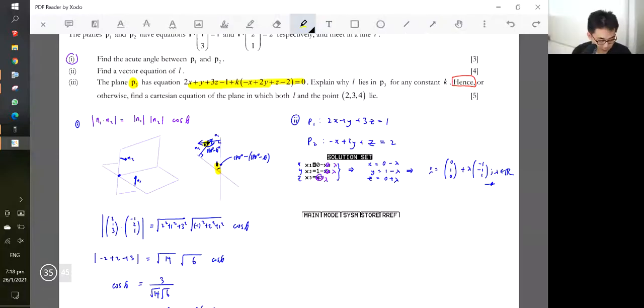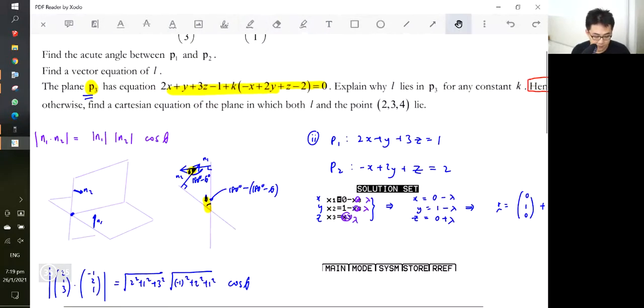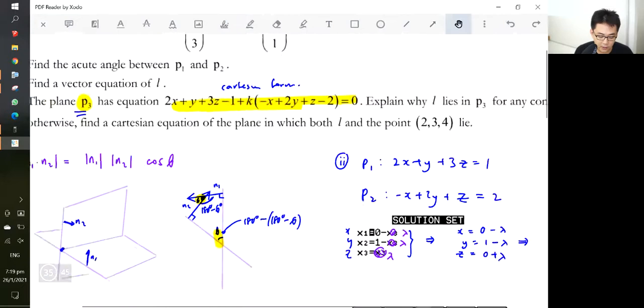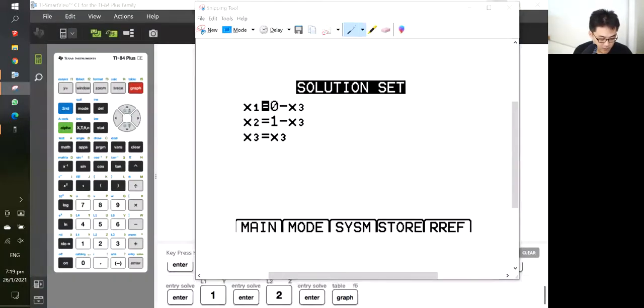Okay, so this part here, now when you want to find the plane 3 equation, what you need to do is remember, this is in Cartesian form. So what we need to do is group the coefficient of x, y, and z together.